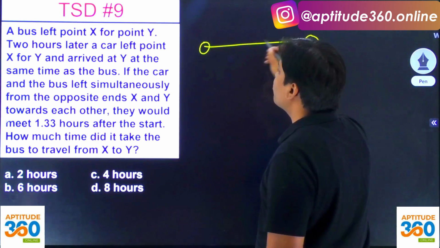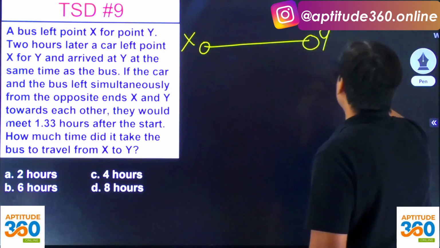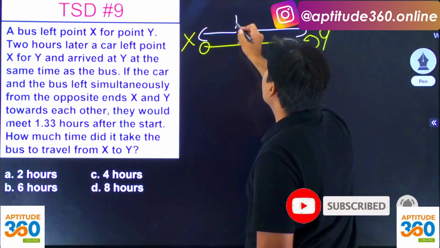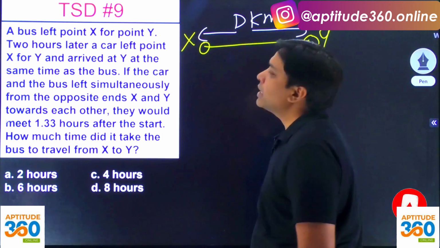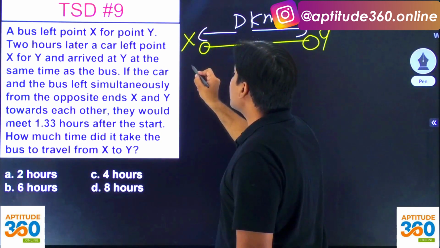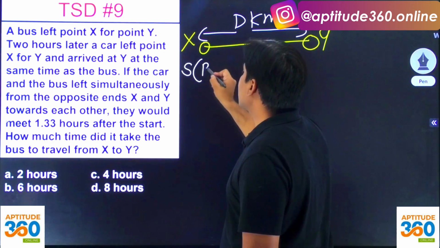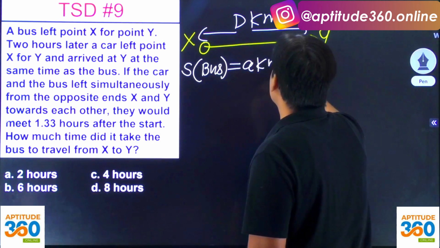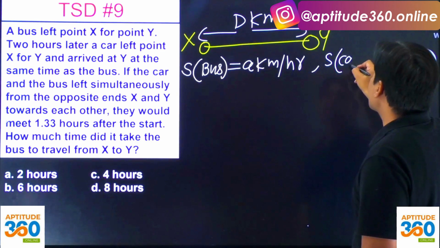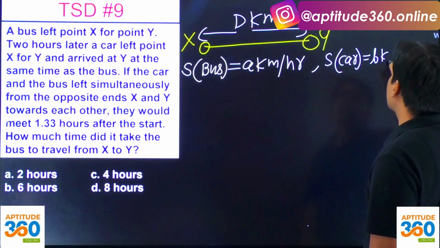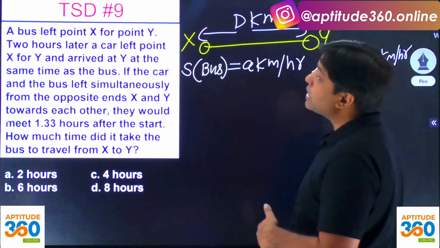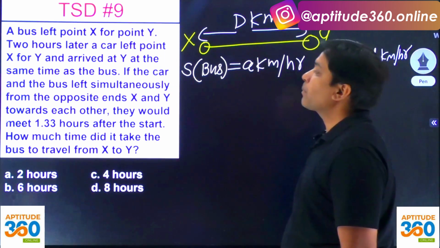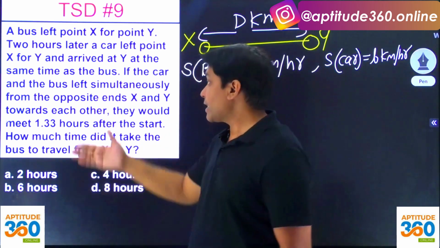I'm going to take the distance between point X and point Y as d kilometers, because nothing else has been given. I assumed that the distance between the two is going to be d kilometers, right? Now, what is going to be the speed of the bus? Let us assume that this is a kilometers per hour. And the speed of the car, let us assume, is b kilometers per hour, right? And the problem tells you that if both of them start from point X and go towards Y, the car is going to take 2 hours less.